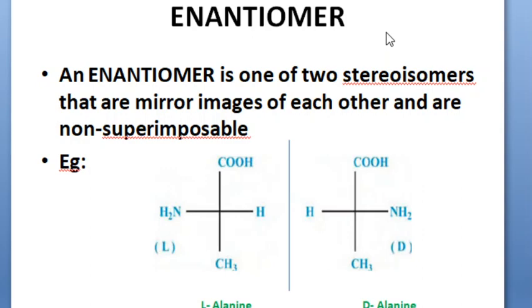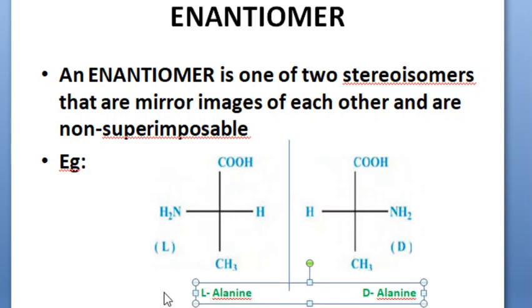So such stereoisomers that are mirror images of each other and are non-superimposable are called enantiomers, and one of the units is referred to as an enantiomer. So have a look at this. Around the carbon you have carboxylic acid, amine, hydrogen and methyl. This is L-alanine. Amine being on the left-hand side, you can say that is L-alanine. And when the amine is on the right-hand side, it is D-alanine.